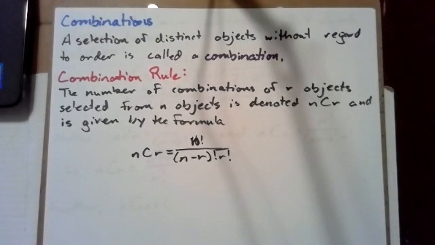Combinations. A selection of distinct objects without regard to order is called a combination. The number of combinations of r objects selected from n objects is denoted nCr, sometimes pronounced n choose r, and is given by the formula n choose r equals n factorial divided by n minus r factorial times r factorial.